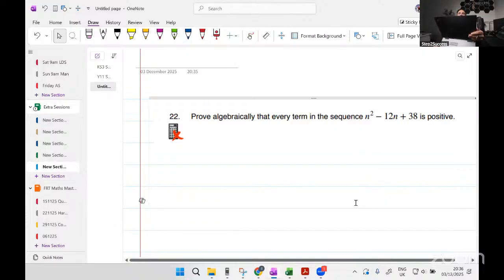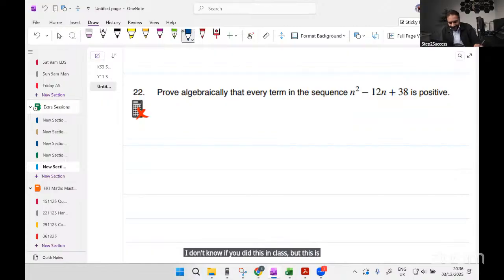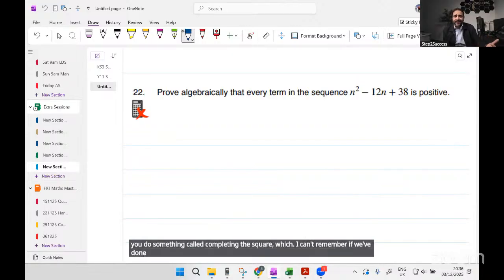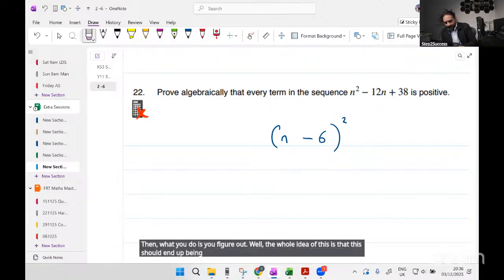Prove algebraically that every term in the sequence n squared minus 12n plus 38 is positive. I don't know if you did this in class, but the requirement here was that you do something called completing the square, which I can't remember if we've done, but anyway, I'll tell you what you do now. Completing the square is when you have a bracket with a squared outside it. In this case, the letter goes there, and then you'll have some number on the outside. Now, this number gets halved and gets put into here.